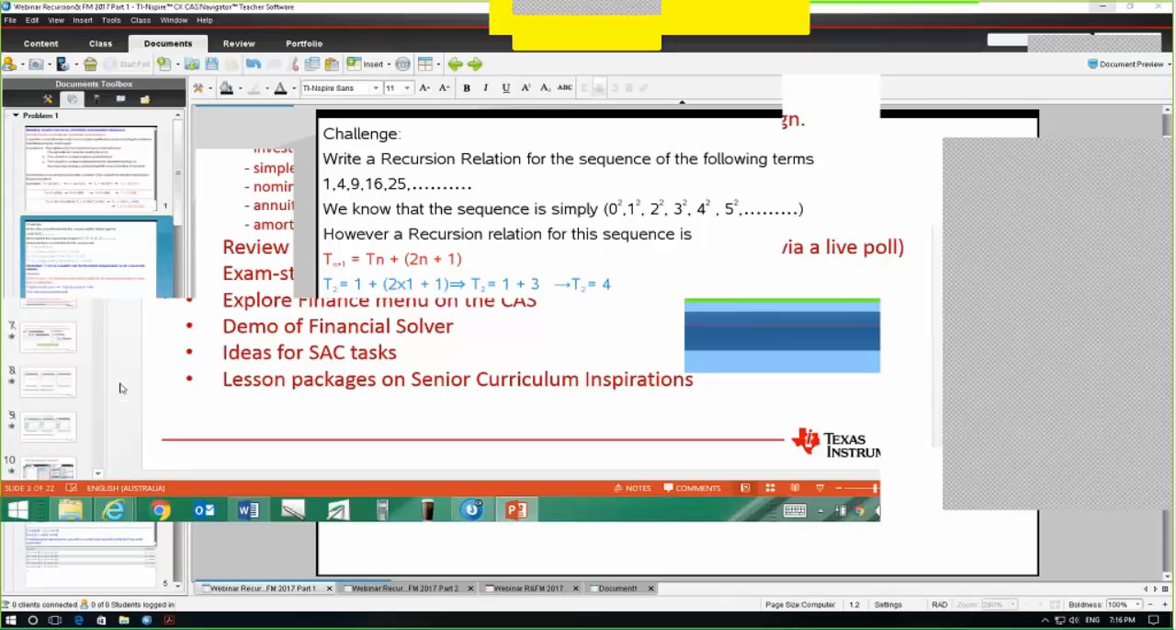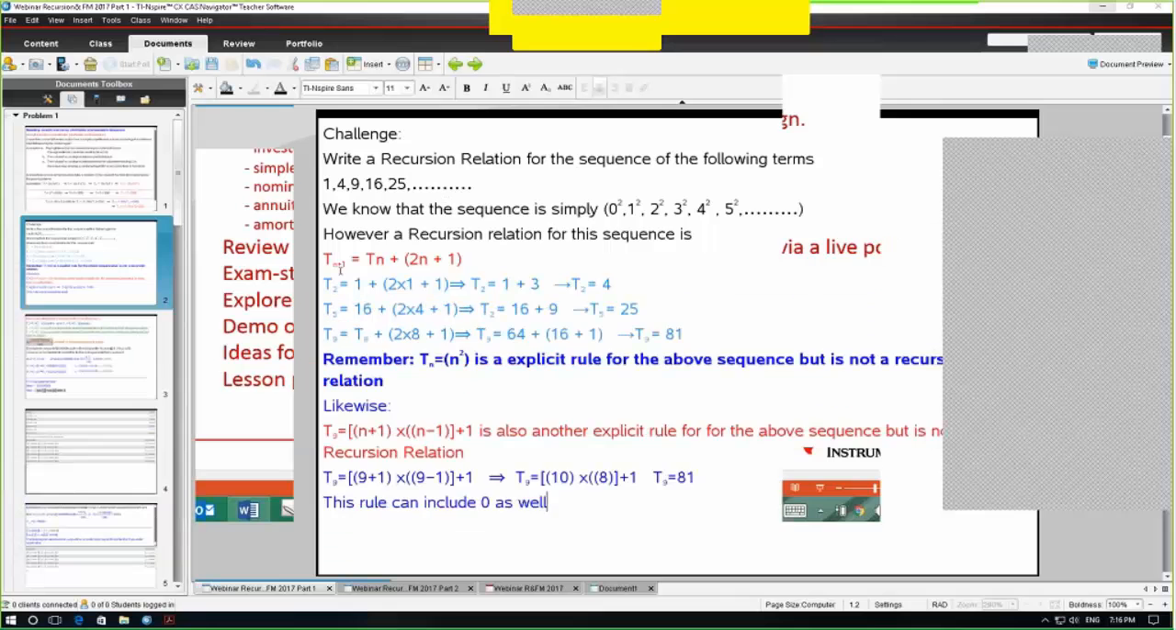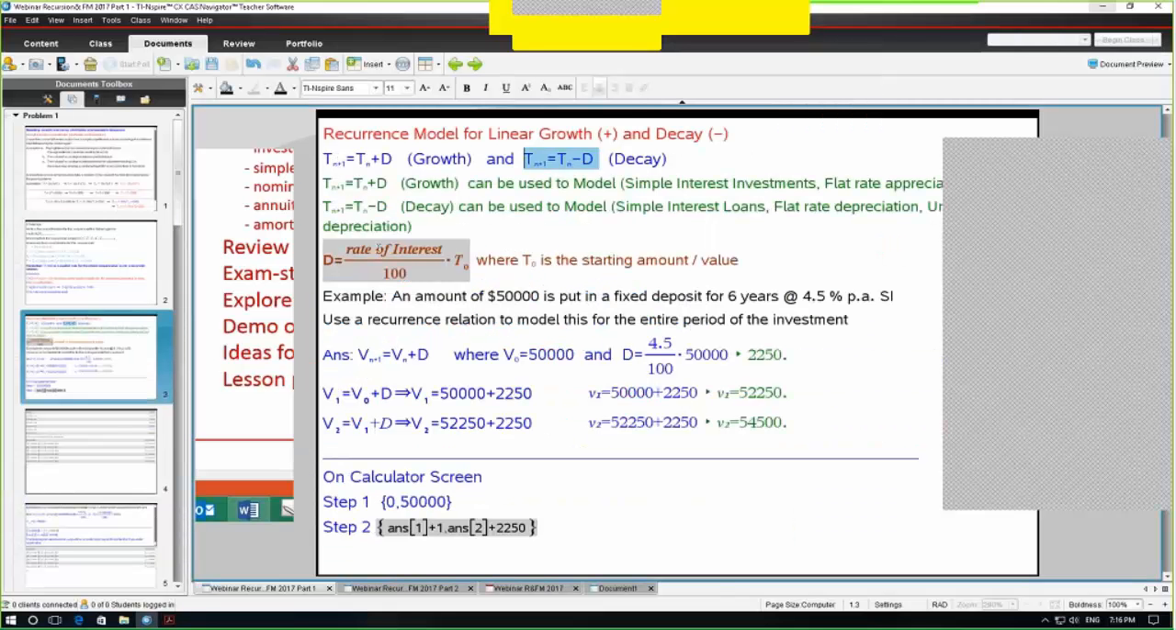Moving on to the next screen, the recursion model for linear growth or decay. If it is growth, we obviously have plus, and if it is decay, it's going to be negative. And that just tells us what D is. So you may be given a rate of interest, and you go over 100 because we've given that as a percentage times the initial term, and we just follow that recursion pattern.